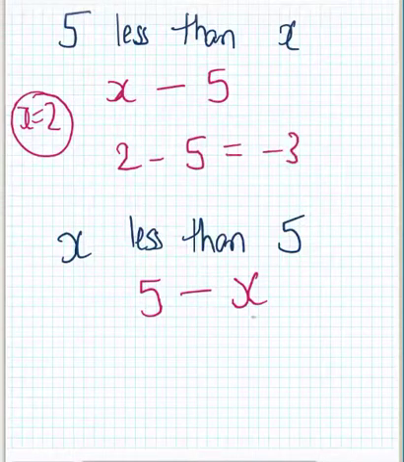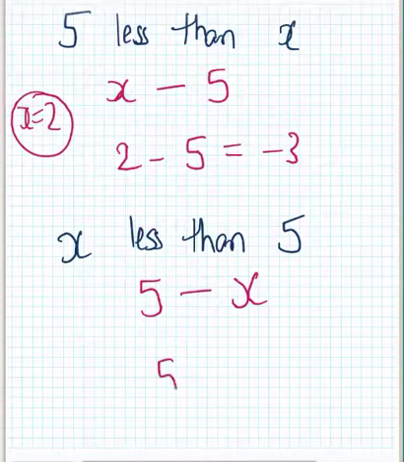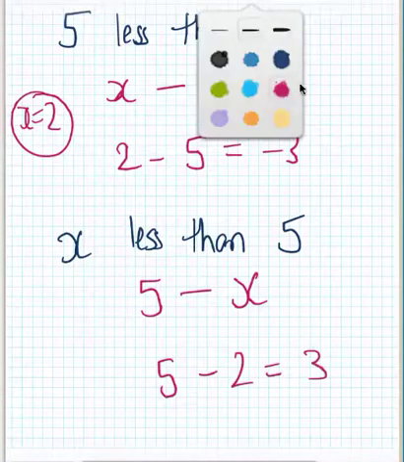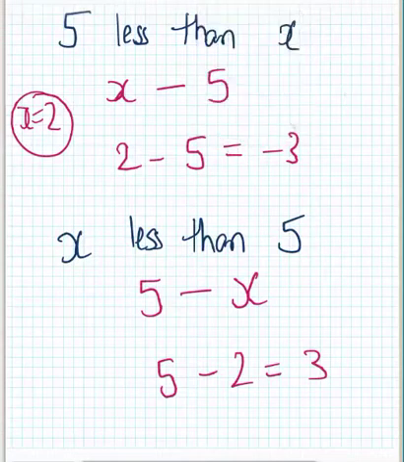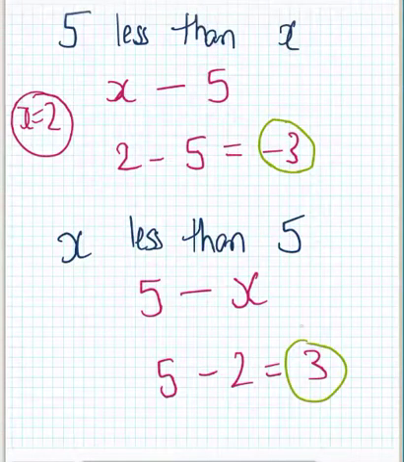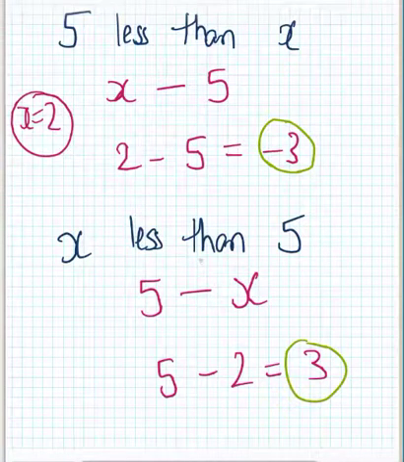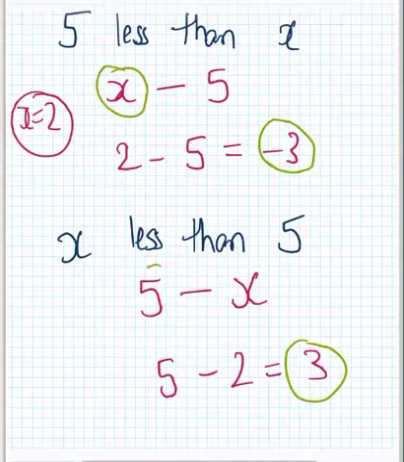But if I put 2 in here, and if I had 5 take away 2, it gives me a +3. And you can see how we have 2 different answers. -3 and +3 are not the same. And that's why when using subtraction, order is extremely important. So it was really important for this one, x was first, and for this one, 5 was first.